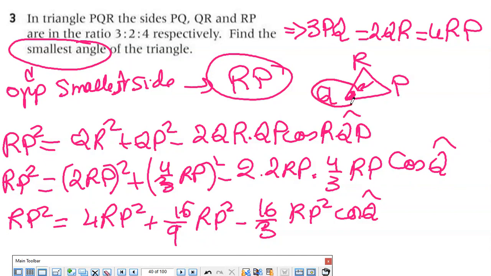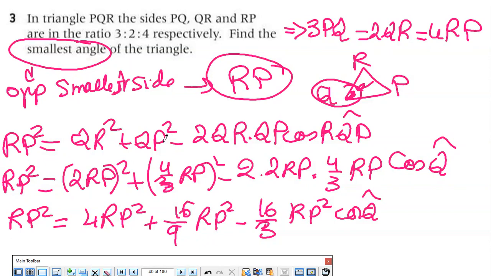So to find cosine Q, I'll start with the side here. RP squared is equal to QR squared plus QP squared minus 2 QR QP cosine PQR. Again, here I don't have the measurements, so I need to replace everything in terms of one of the sides. I picked RP. So by what will I replace QR? I will replace QR by 4RP over 2. It means it's 2RP, sorry.